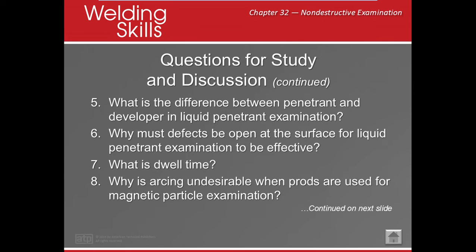Why is arcing undesirable when prods are used for magnetic particle examination? Well, what do they mean by arcing? Well, what happens is you can actually ground out or arc out while you're using the yoke or while you're using magnets. So what are we doing? We're creating a dirty strike. And when we create a dirty strike, it changes our HAZ and we can have issues there. Okay?